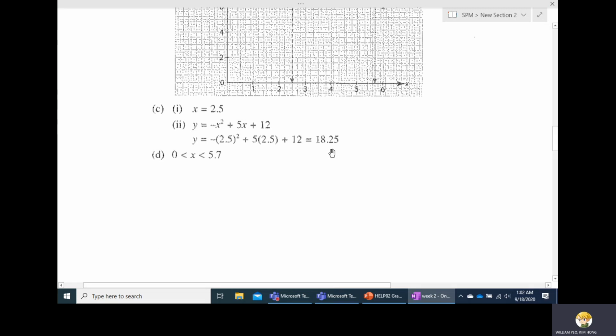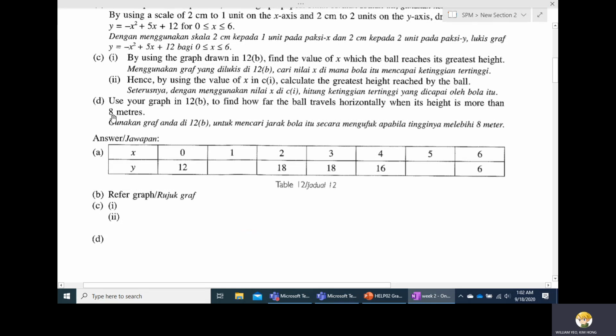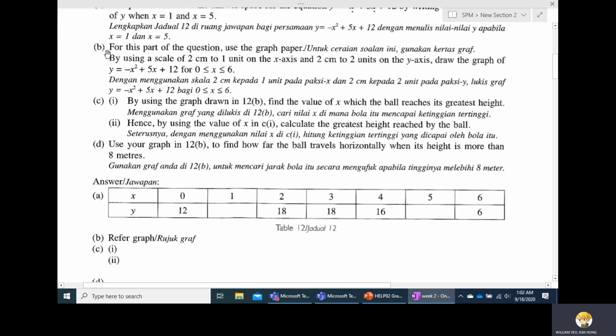Part D also. Part D is quite challenging. Use your graph again. B affects C and D. I've repeated this many times. Make sure you draw with a smooth curve. I know it's not easy sometimes to draw a smooth curve, including me. I did many practices when I was a student. Here, be careful. How far the ball travels horizontally.